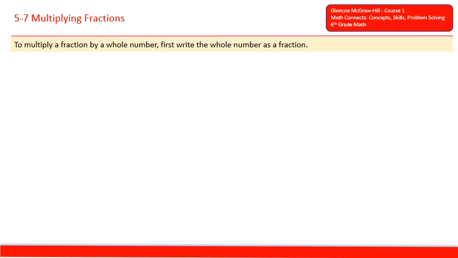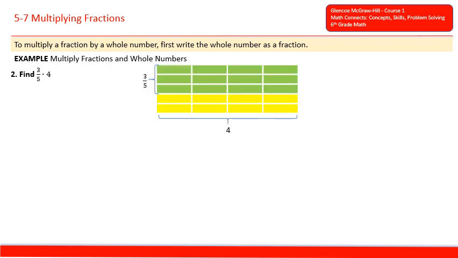Multiply a fraction by a whole number. First, write the whole number as a fraction. Multiply fractions and whole numbers. So 3/5 times 4. And we have 3/5, and we have 4. So 4 is all of them in yellow, and then 3/5 are blue.